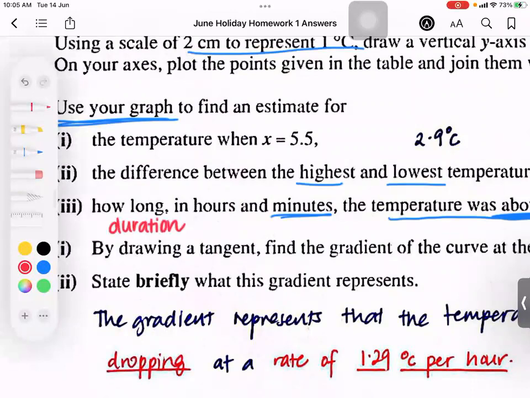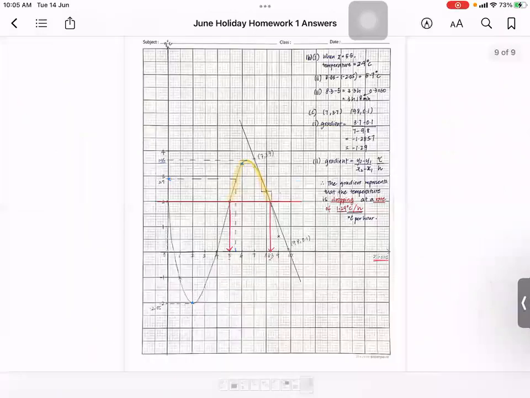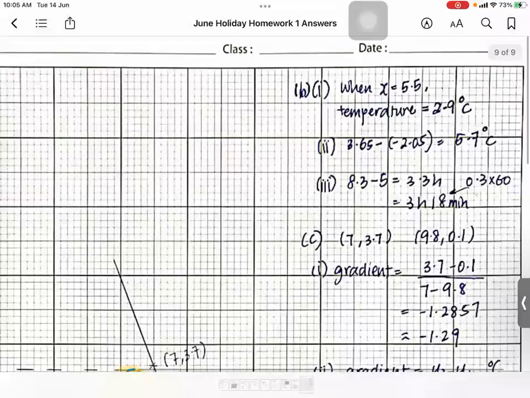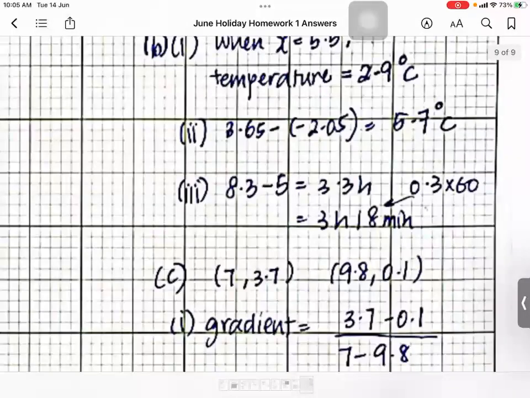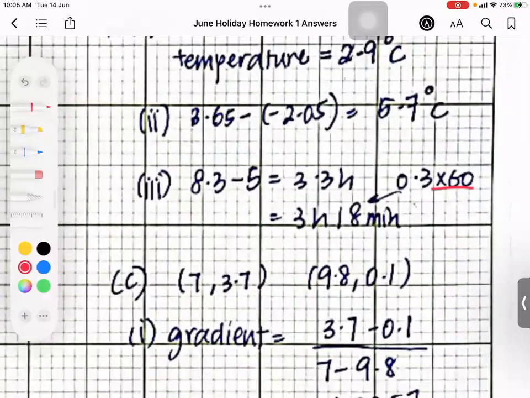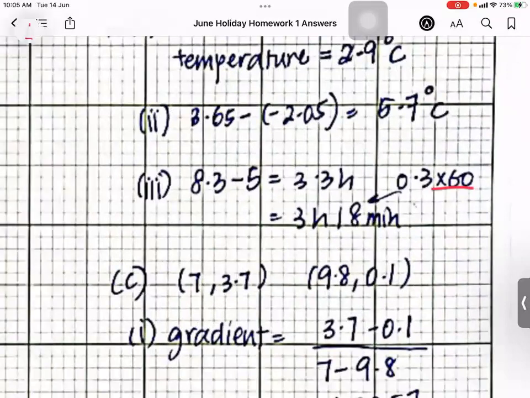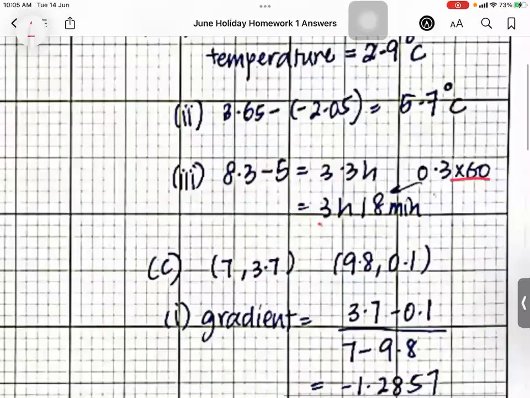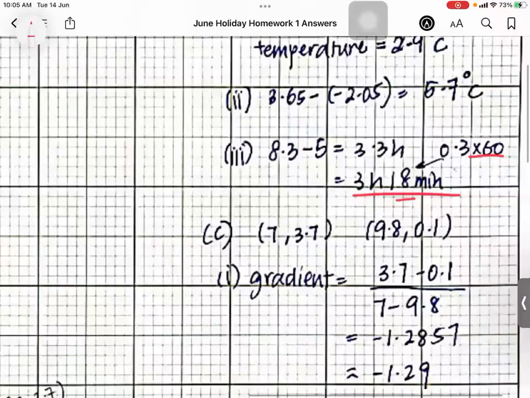Okay, so that means we need to do subtraction. So in this case, I need to subtract. My answer is 8.3. So your answer may be different from me. Minus 5.5, I got 3.3 hours. But they want hours and minutes. It is not 3 hours and 3 minutes. So the 0.3 is 0.3 times 60 to convert it to minutes. So it's 3 hours, 18 minutes. All right. Then I got my answer already, the duration over here.